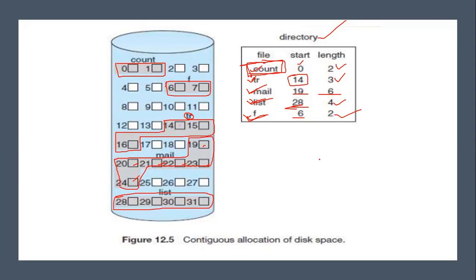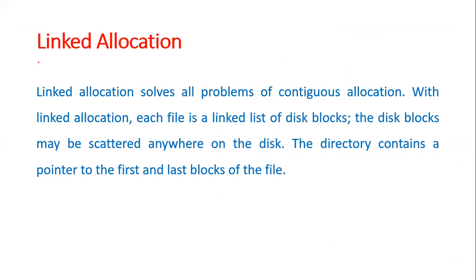Suppose, for example, a file starts at 6 and its length is 12. You just see here, the free space from 6 to 13 is only 8 blocks, but the length is 12. In this case, we cannot allocate the file here. It must have continuous free spaces. Otherwise, we cannot allocate any file with this method. Right? And the next method is linked allocation.